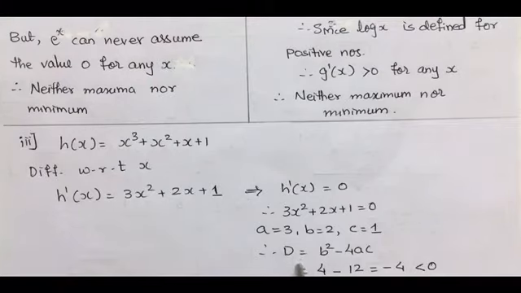taking up the discriminant method, D, with a as 3, b as 2 and c as 1, calculating D using b square minus 4ac, we get the answer as minus 4. Now if the value of D is negative, it does not belong to R. Therefore, h is neither maximum nor minimum as the value of x does not exist here.